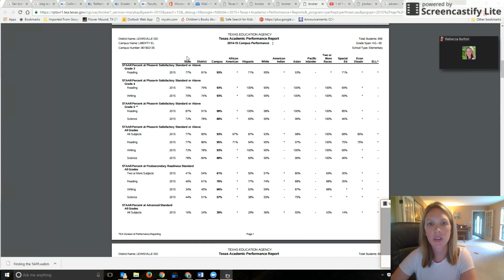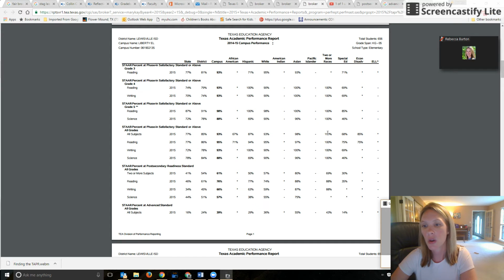So you'll also notice that you have state, district, and campus. They'll always report those 3 things in addition to the subcategories of race and other special populations. And so how you interpret that is, for this particular campus, 93% of the 3rd grade students passed or met the standard for the reading STAAR test. And if you go down, you'll notice that the majority of the students were in the 90th percentile for the test, except for science at 88% in 5th grade.